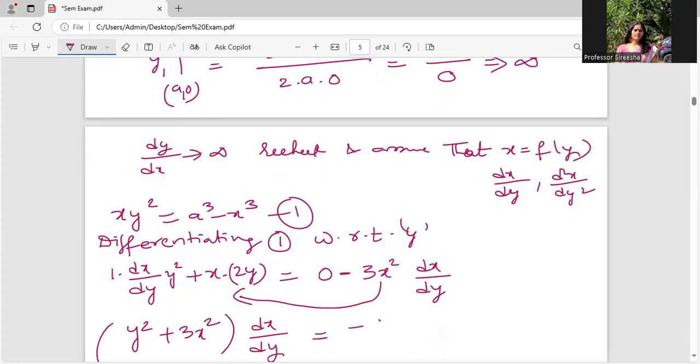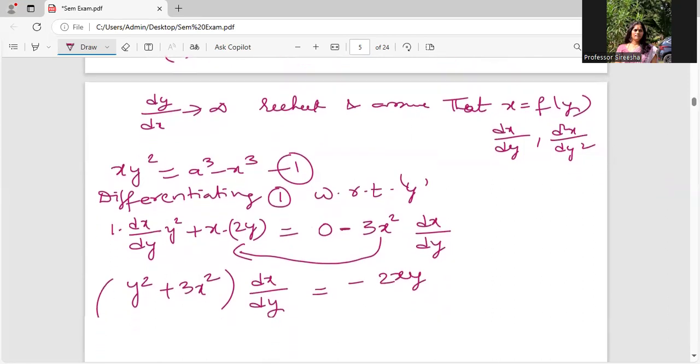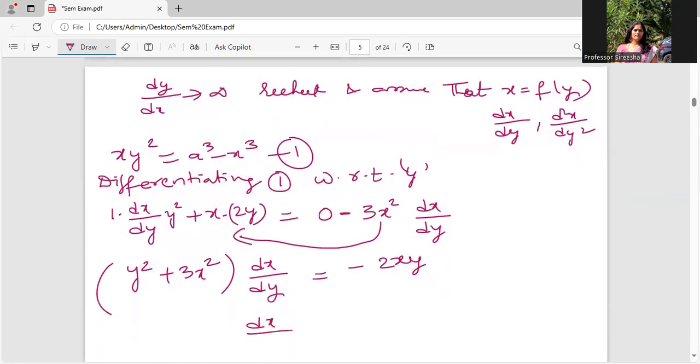I'll be taking minus 2xy towards the right, so it gives me minus 2xy. Okay, dx by dy, this value is nothing but my x1. This is nothing but minus 2xy by y square plus 3x square.